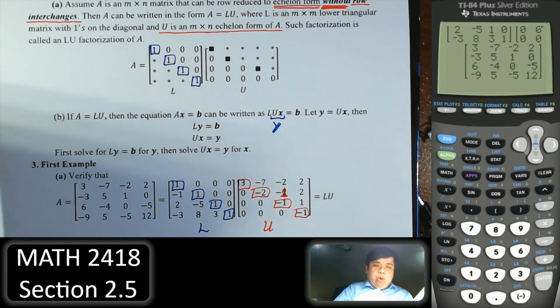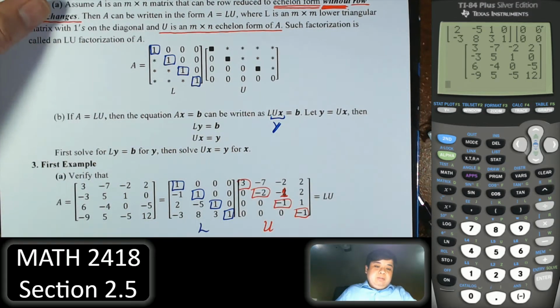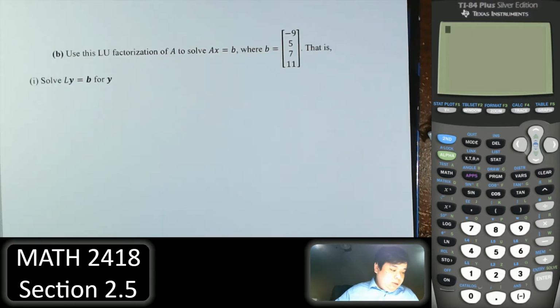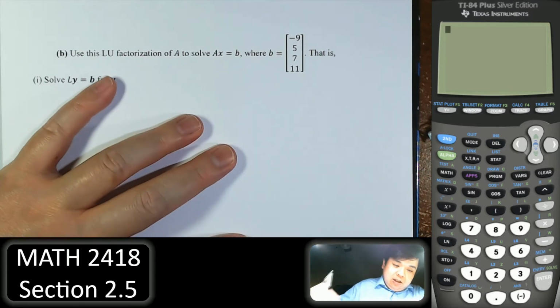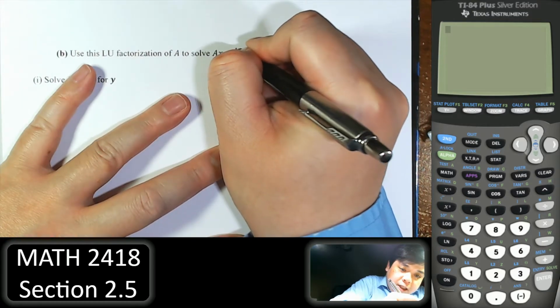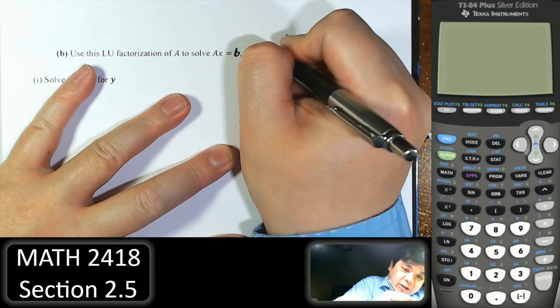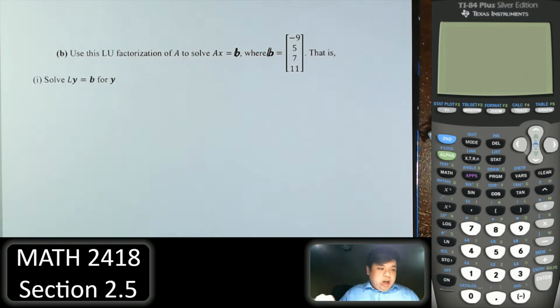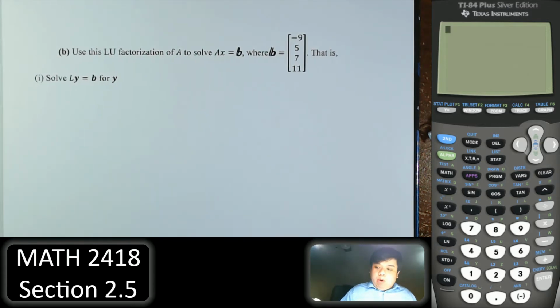Now we have A decomposed into L and U. Note that A can be decomposed into L and U. We can use that to solve the system AX equal to B. In this case, B should be a vector. I will change that in the notes before I post them online.